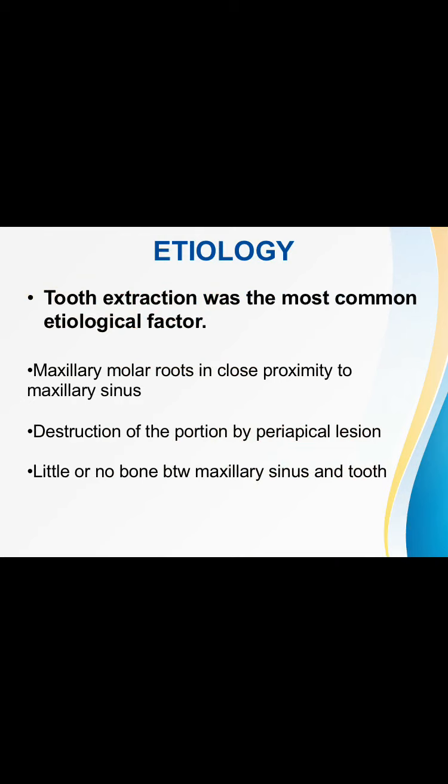Tooth extraction was the most common etiological factor. Maxillary molars' roots are in close proximity to the maxillary sinus, destruction of the portion by the periapical lesion, little or no bone between the maxillary sinus and tooth. Plunging an elevator through the bony floor during root tip removal can be the cause, forcing root tips or tooth into the sinus, penetration while exposing impacted tooth, perforation during incorrect curettage, fracture of any segment of the alveolar process containing one or many teeth with tearing of the floor of the antrum can be the cause.